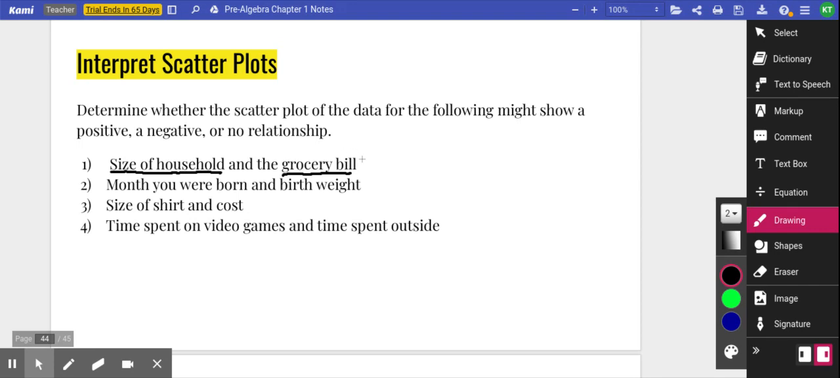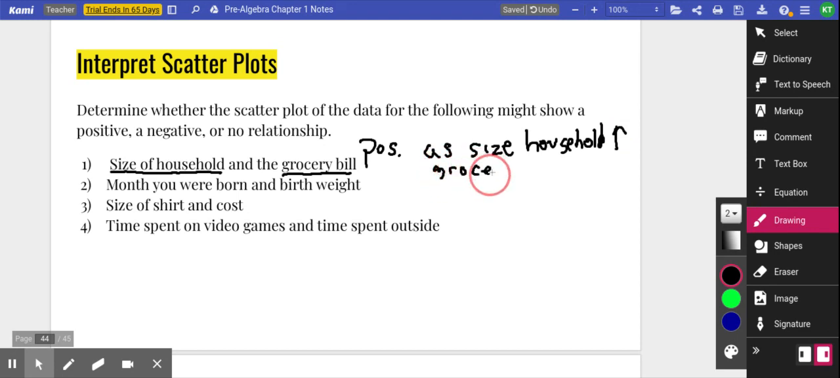So that would have a positive correlation or positive relationship, meaning that as the size of household goes up or increases, grocery bill will also increase. So that's a positive correlation.